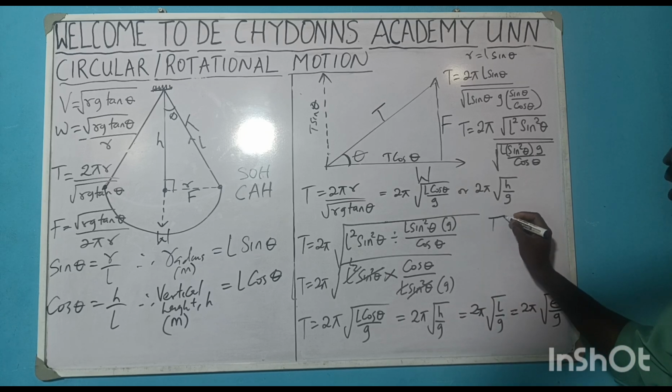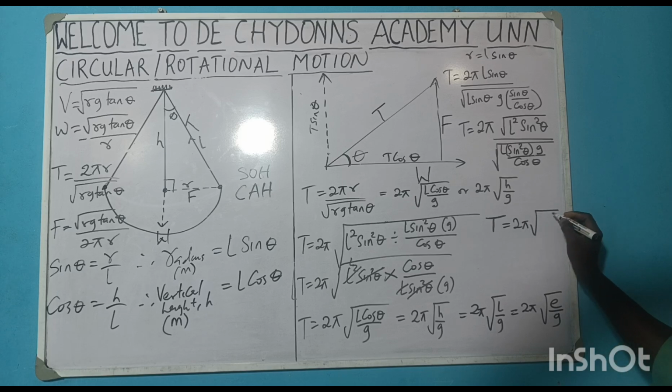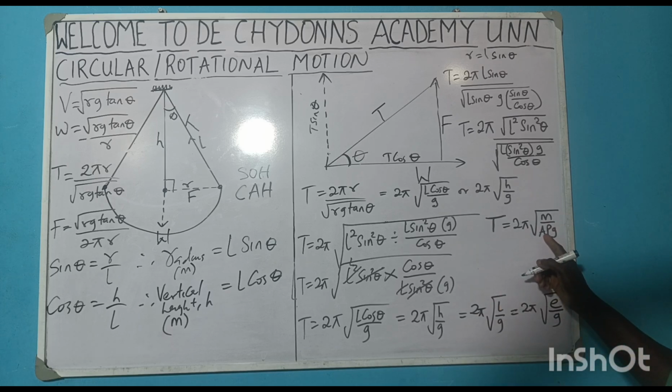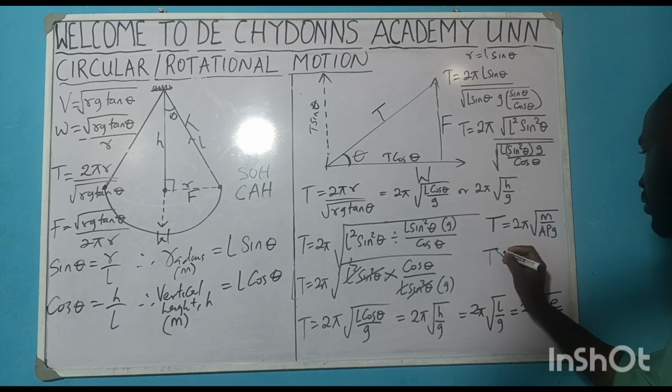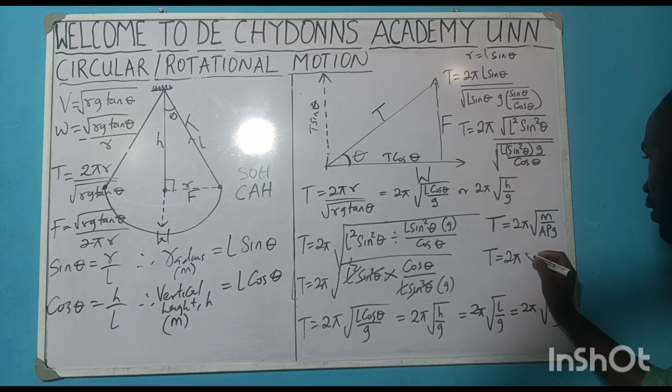Now, what if we are talking about a floating cylinder? What is the period? Period is equal to 2 pi root M over A rho g. Yes, that is mass all over cross-sectional area, density, and acceleration due to gravity. What about spring? This can serve for spring. But in terms of mass, we also have period equals 2 pi root mass all over the spring constant.